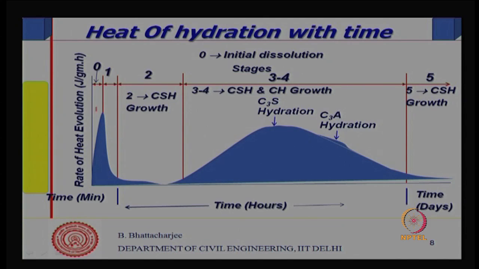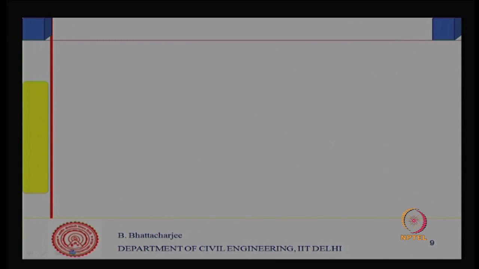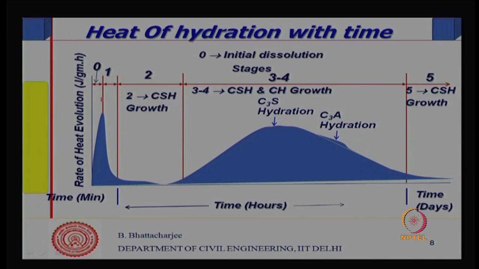This is the initial dissolution period. Stage 1 is ettringite formation, stage 2 is some C-S-H growth, 3 and 4 C-S-H growth, and 5 is again C-S-H growth. C3S hydration occurs at the peak. When the heat of hydration is at its peak, C3S hydration occurs, and the next level of hydration that occurs later on gives another small hump. So, that is heat of hydration, the rate of heat evolution.